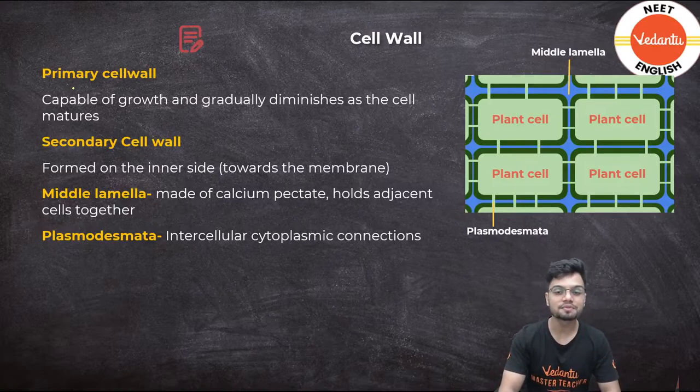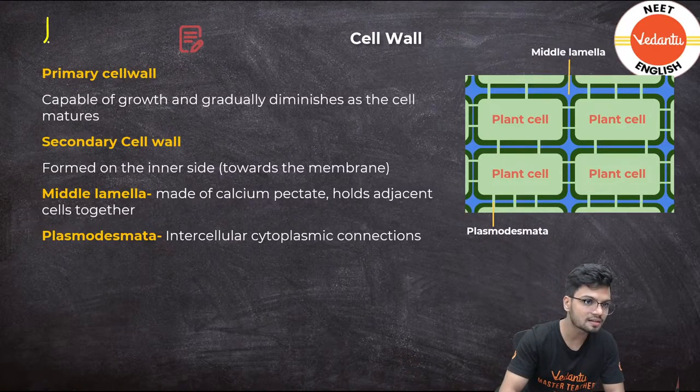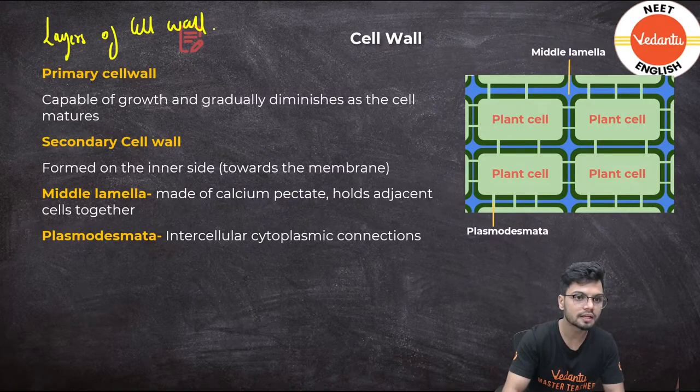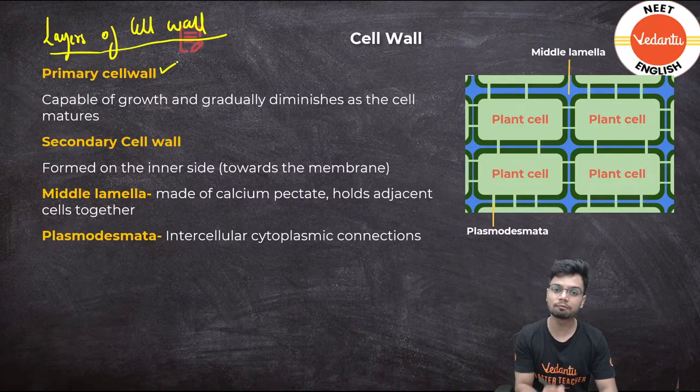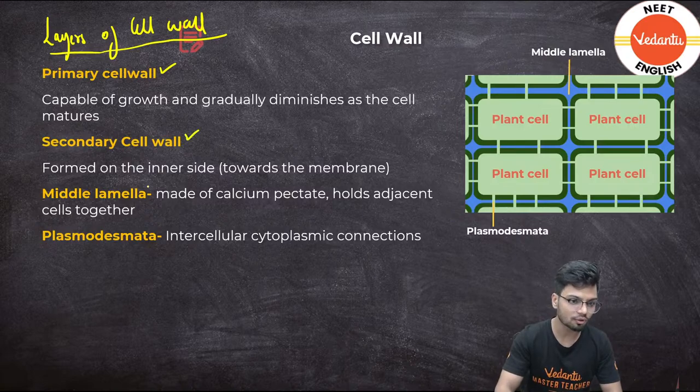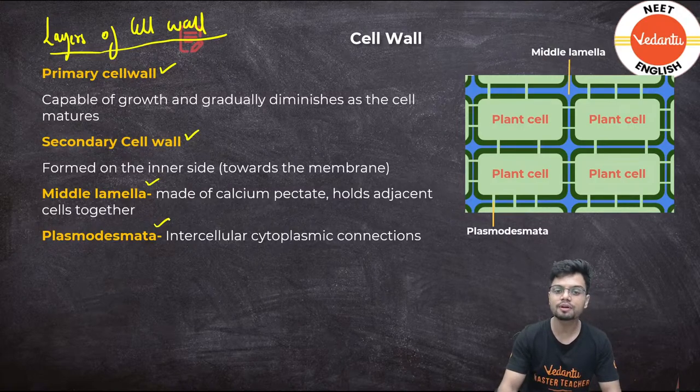There are different types of cell walls. That is, there are different layers of cell wall. For example, there is something called the primary cell wall, there is the secondary cell wall, there is something called the middle lamella, and there are plasmodesmata.